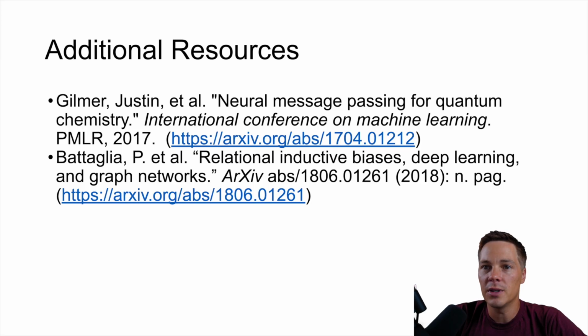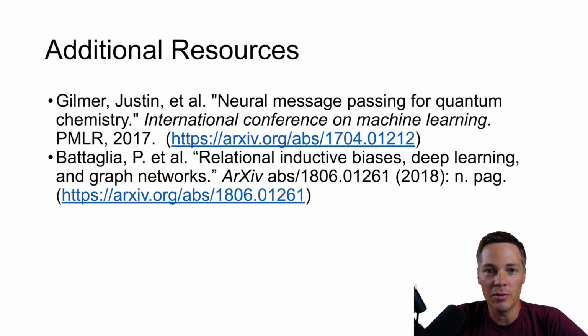And finally, if you want to dig a little deeper into this topic, these are two resources I think are useful. The first one is kind of the first paper that came out of the quantum chemistry world that talked about this neural message passing, and that's from 2017. And then a little more recently, out of the DeepMind group came this paper that talks a lot about graphs being used in learning problems in general, and they have this relational inductive biases, deep learning, and graph networks.